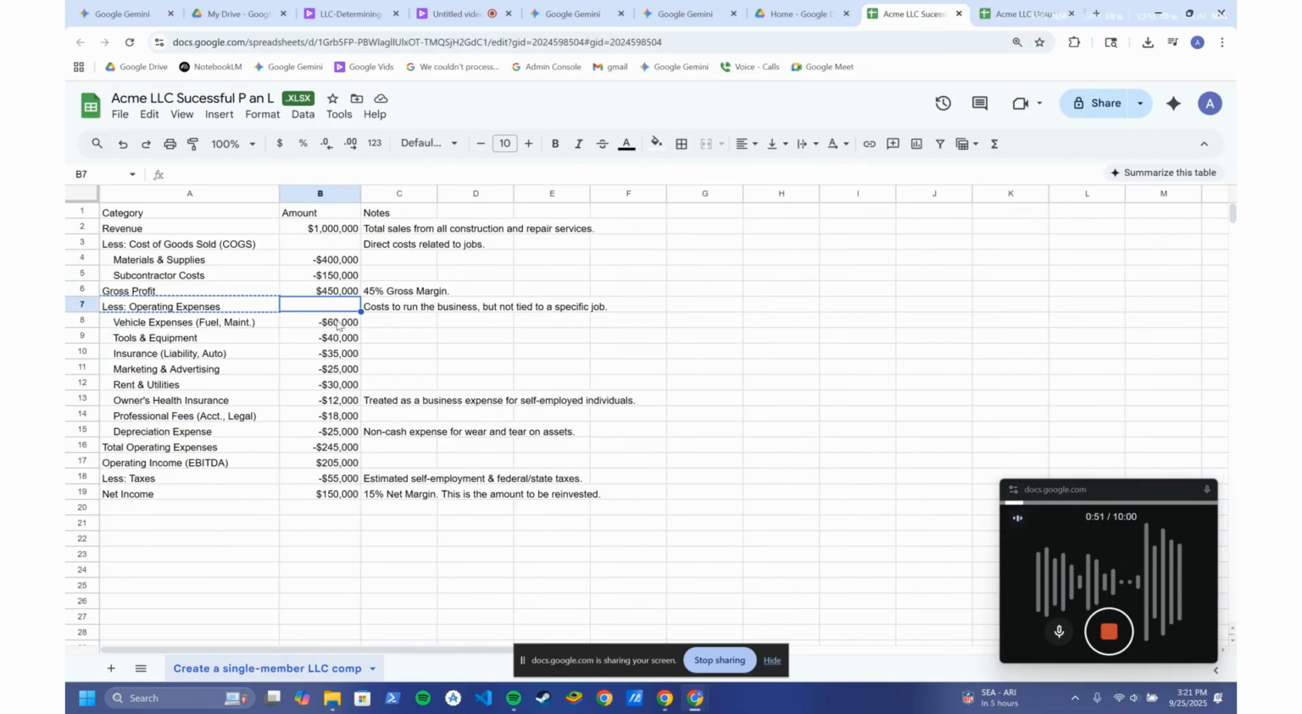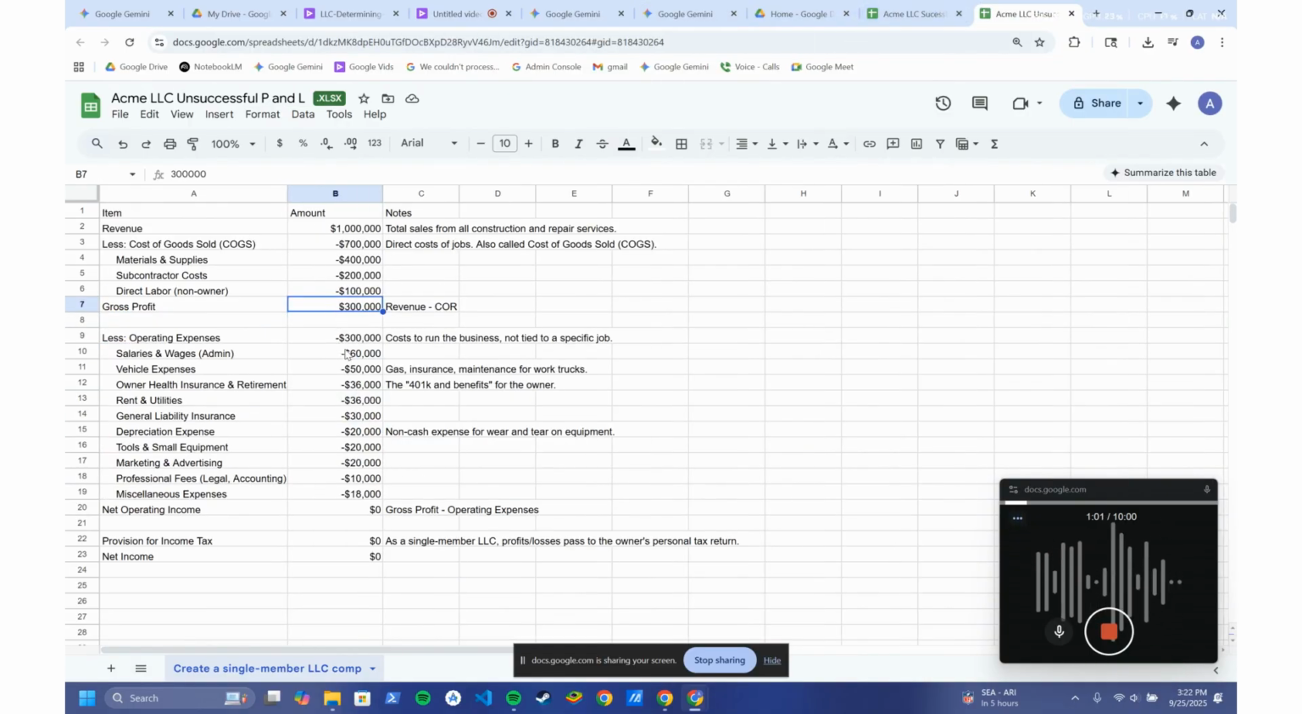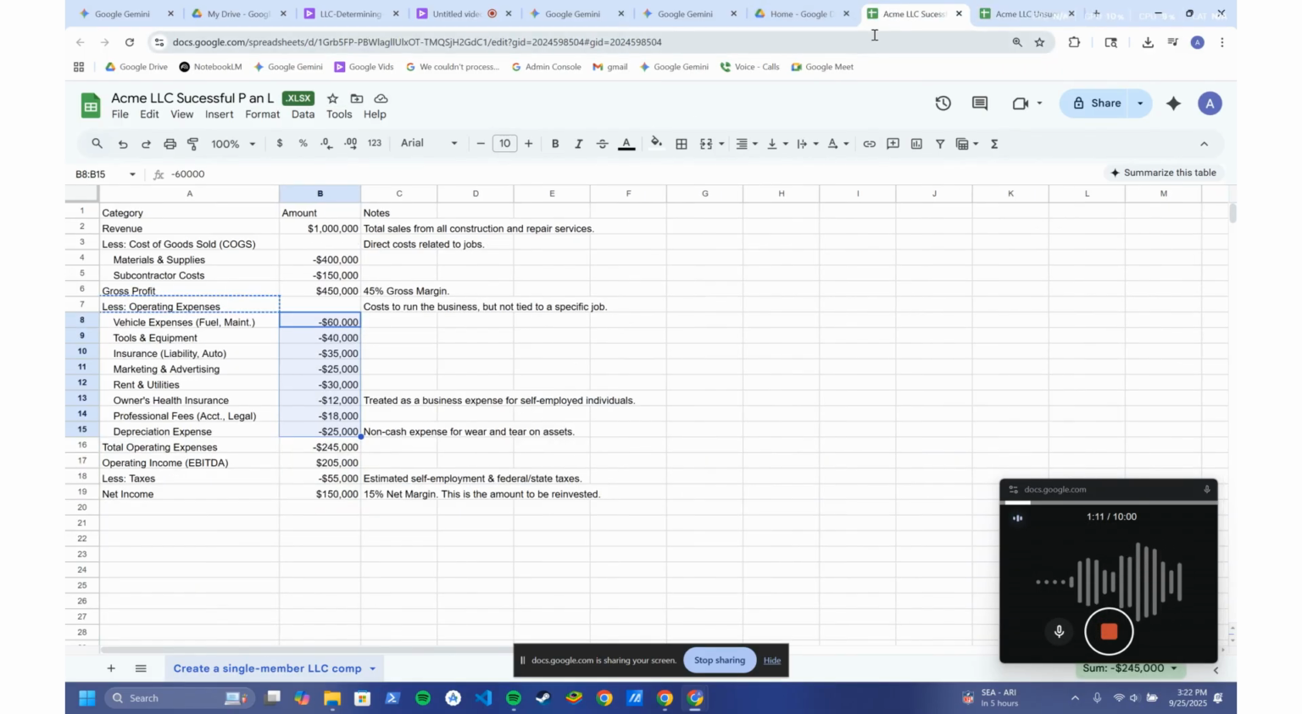And then you've got your operating expenses that are needed to run the business, which here are these, and you should have relatively equivalents for the unsuccessful as well. So we've got those over here, and they're pretty much exactly the same. And so now we've got our operating expenses at minus 245 on the successful side, leaving us a 205 EBITDA.